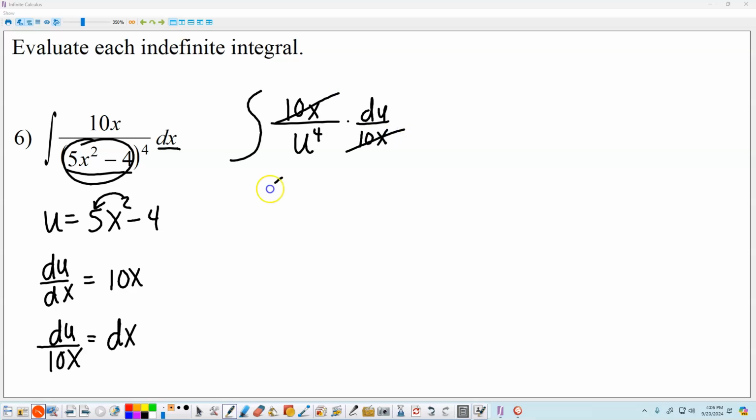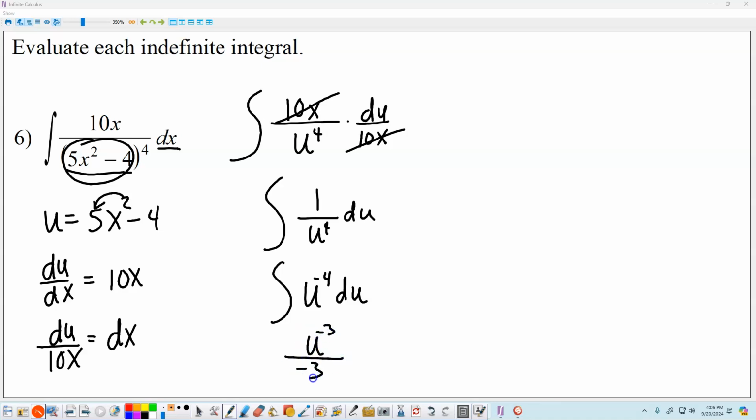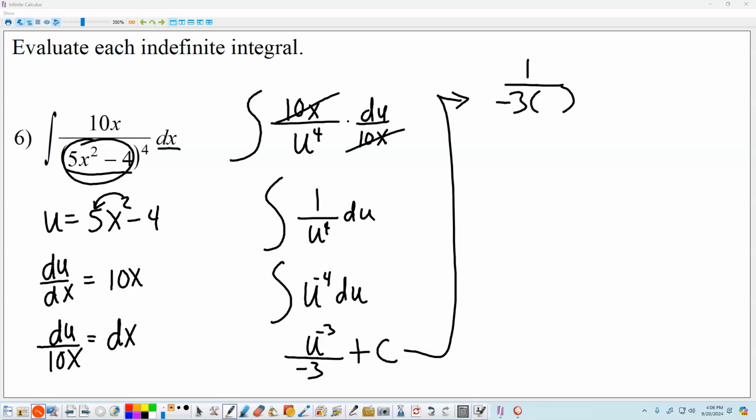The 10x's go away, and we're left with a simpler expression here to integrate, where we can just use our power rule. Before we do that, we need to move that up to the top, making the exponent negative. Now we can add 1 to the power and divide by that value with a plus c. Now, at this point, I think I'm going to go ahead and move the u down to the bottom here so that the power is positive again.